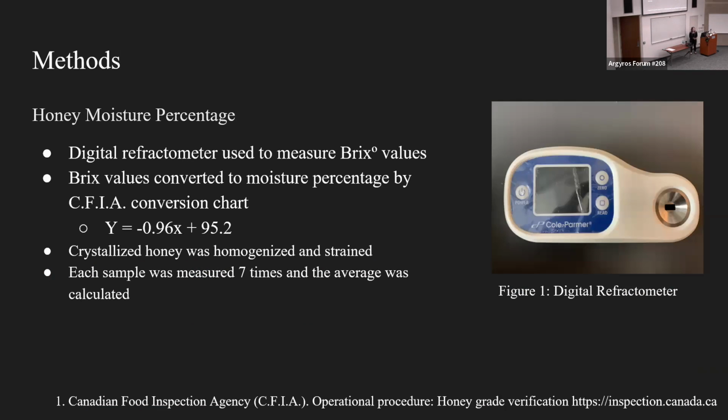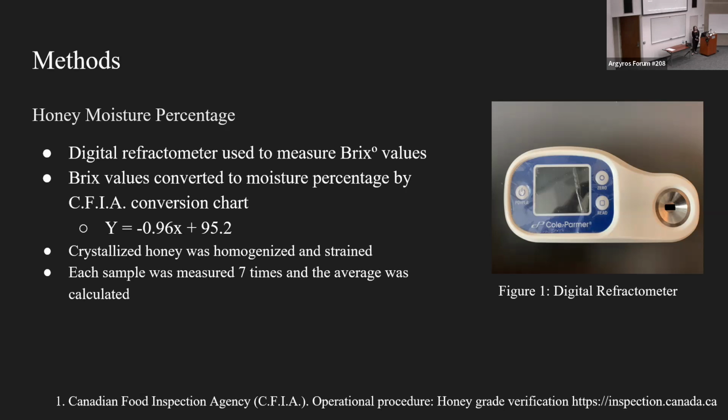For honey moisture percentage, I used an instrument called a digital refractometer, and it measures in Brix values, which I describe as the amount of sugar in an aqueous solution. Essentially, the higher the Brix value, the more sugar in the solution. Of course, we can't really measure honey moisture percentage directly off that. So I converted it using a conversion chart from the Canadian Food Inspection Agency and made an equation, which is right there. So I got the Brix value and input it as the X value to get the Y value, honey moisture percentage.